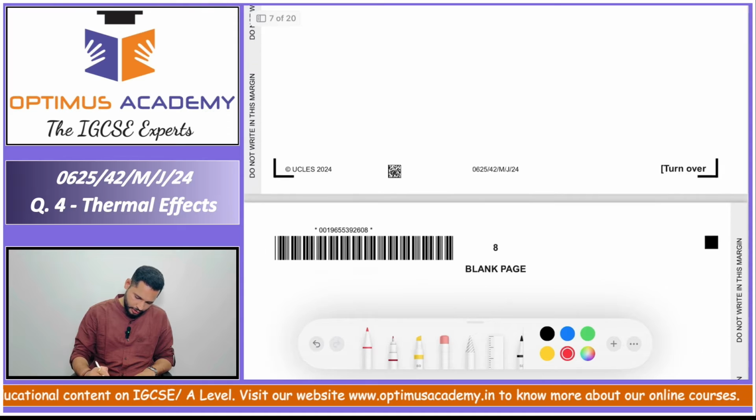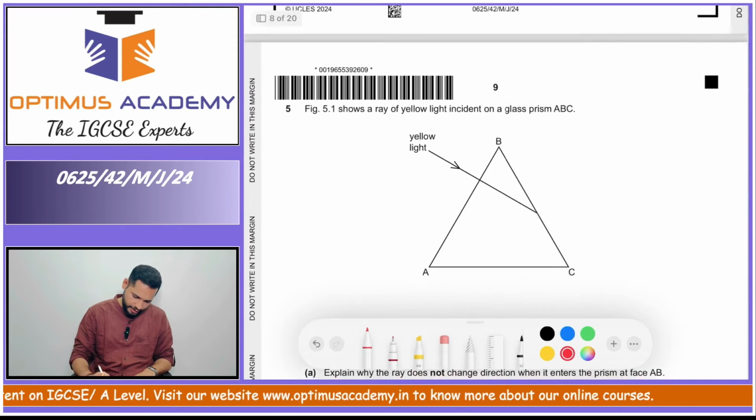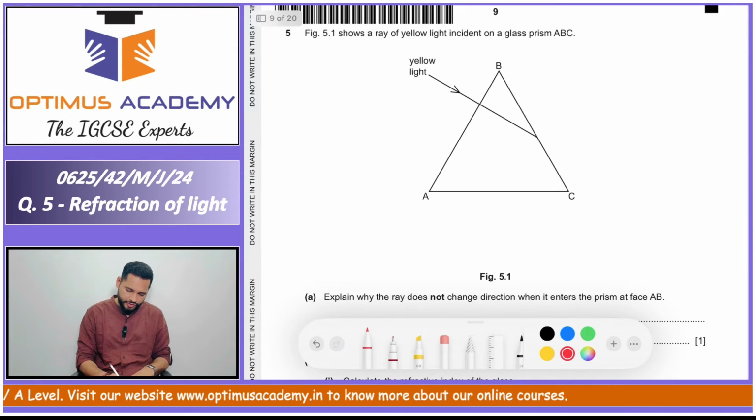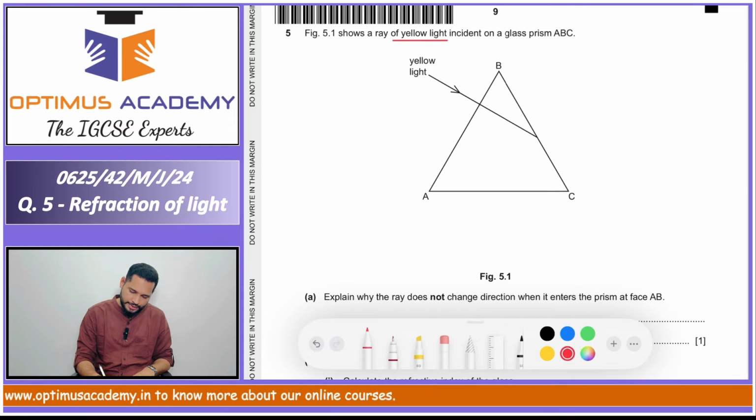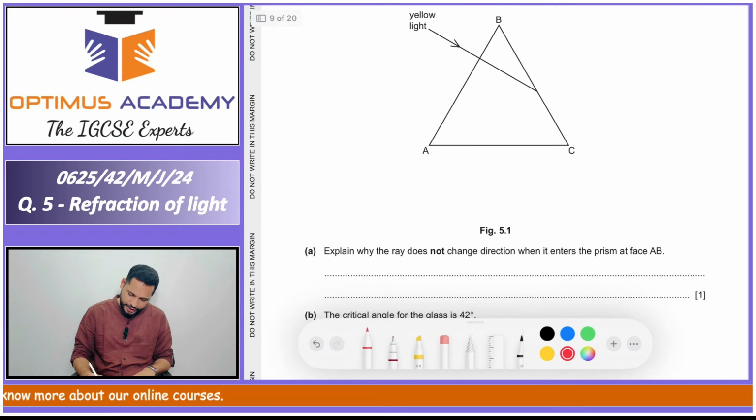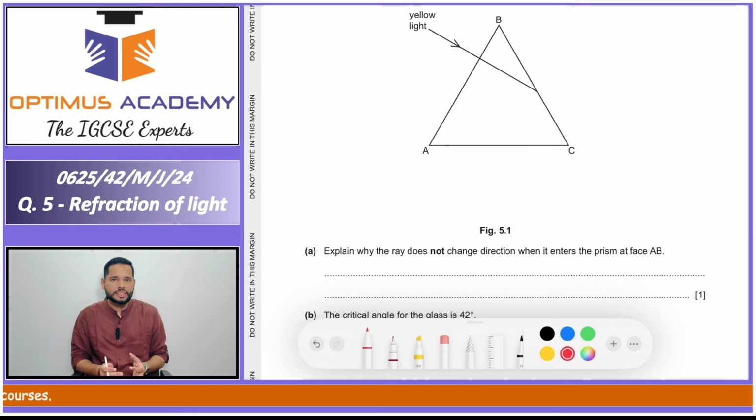We will go to question number 5. Question says that figure 5.1 shows a ray of yellow light incident on glass prism ABC. Explain why the ray does not change direction when it enters the prism at face AB. Now first we need to understand when the light changes its direction, when it is changing the medium.